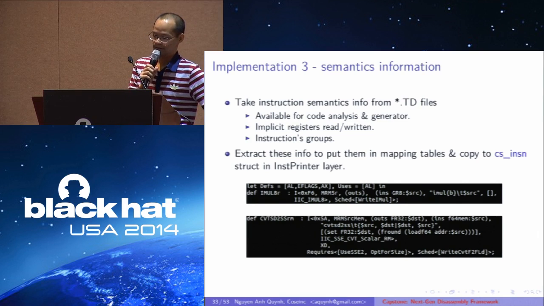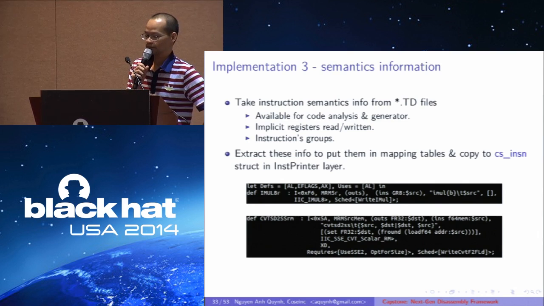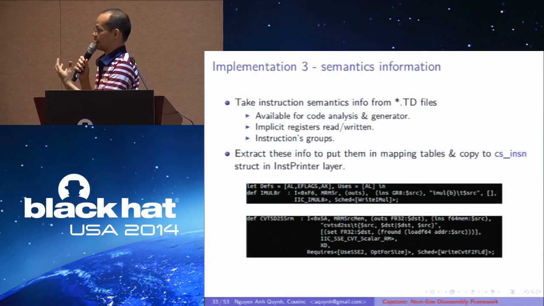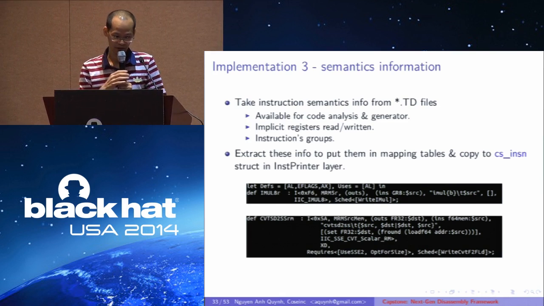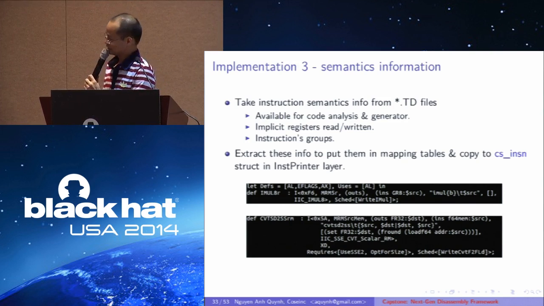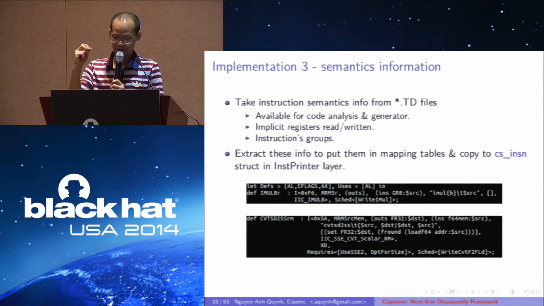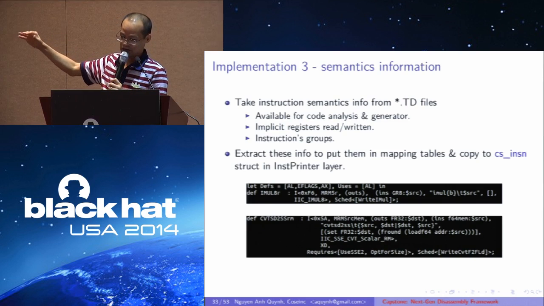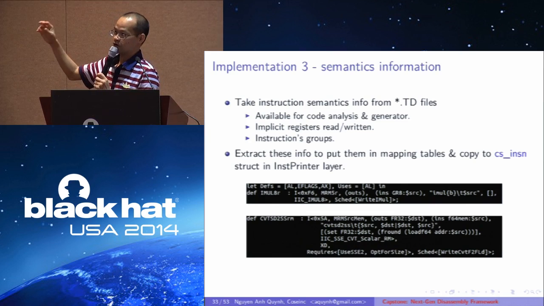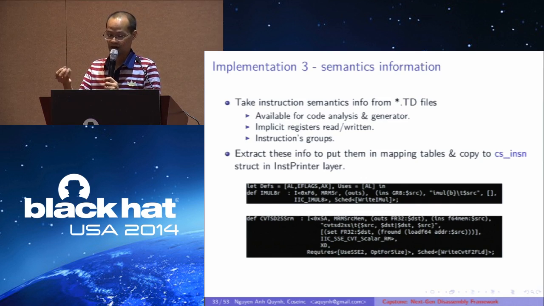And the point is that LLVM originally doesn't provide you those information. So where did I take this information from? The idea is that the TD file, which I presented in the first few slides, has all those semantic information for the compiler. The compiler uses those information for the code generator, but the assembler and the disassembler inside LLVM don't really use them.